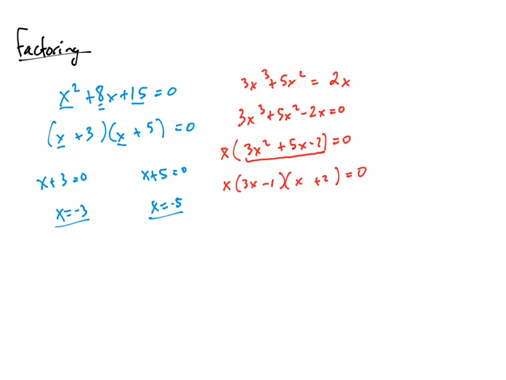We can always check that our factorization is correct by multiplying out and making sure we get what we started with. So this is the correct factorization, but now we have 3 factors that are getting multiplied together that equal 0. So we set each of those factors equal to 0 and solve each equation. We get x is equal to 0, x is equal to 1/3, and x is equal to -2. So we get 3 solutions there.